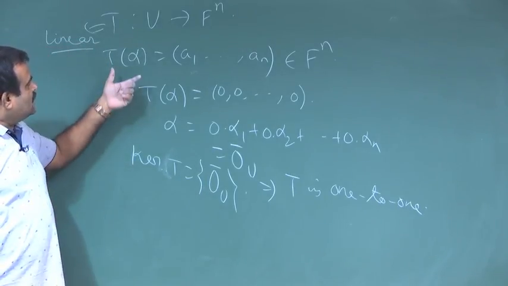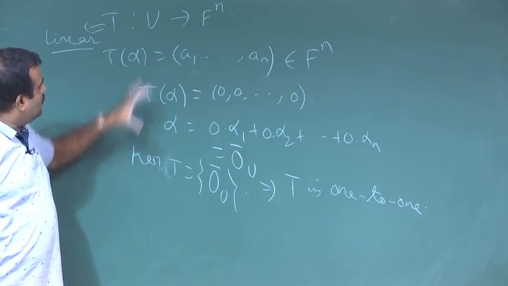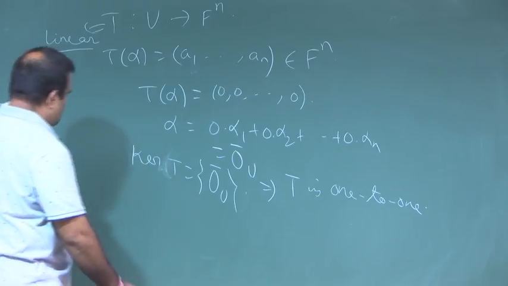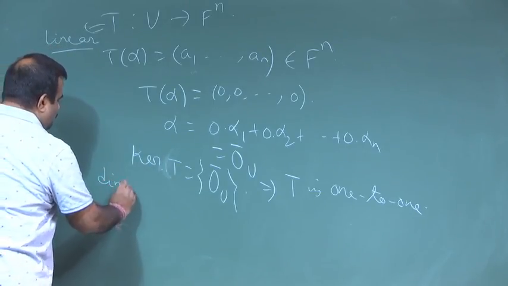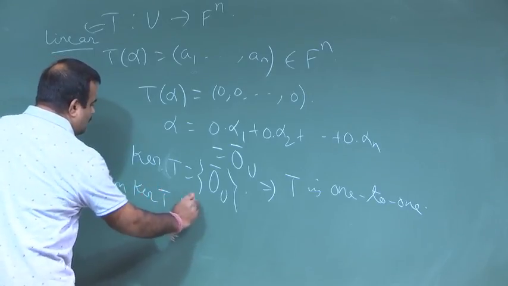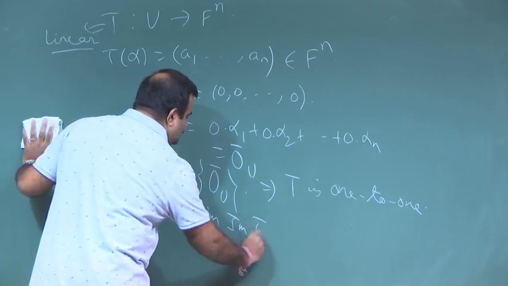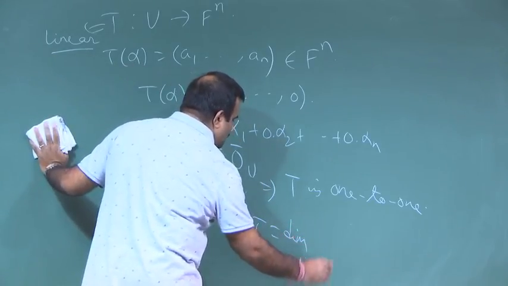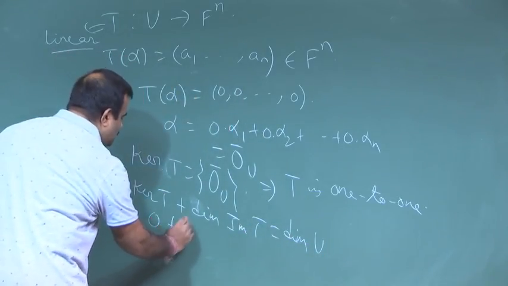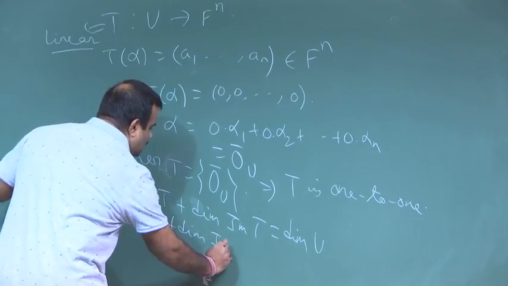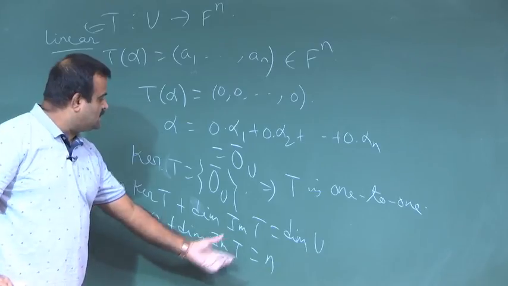nullity theorem. What is the rank nullity theorem telling us? The rank nullity theorem is telling us that the dimension of kernel of T plus dimension of range of T is basically the dimension of u. Now, dimension of kernel is 0. So, 0 plus dimension of range of T is basically n. So, dimension of range of T is n.